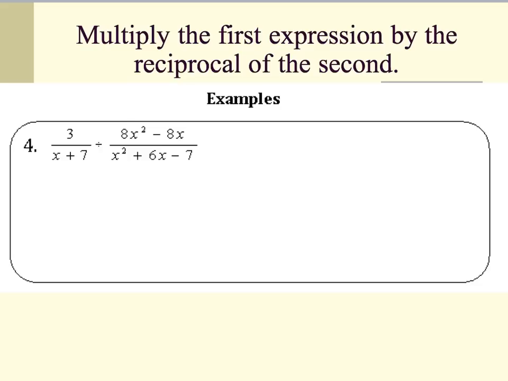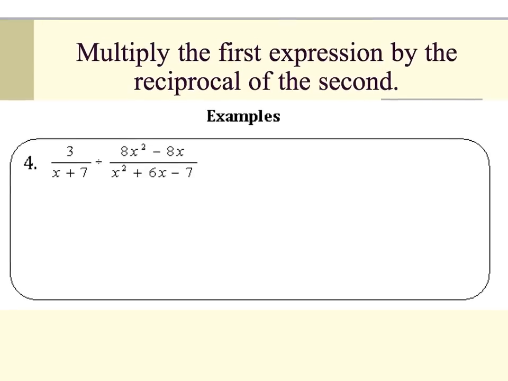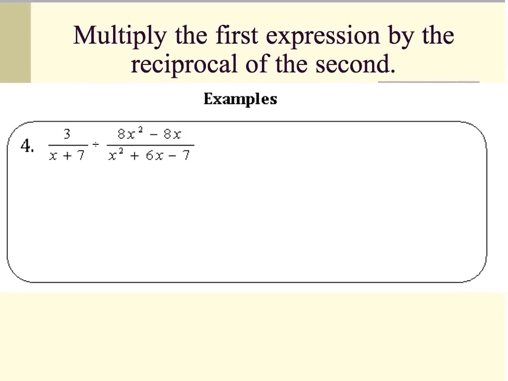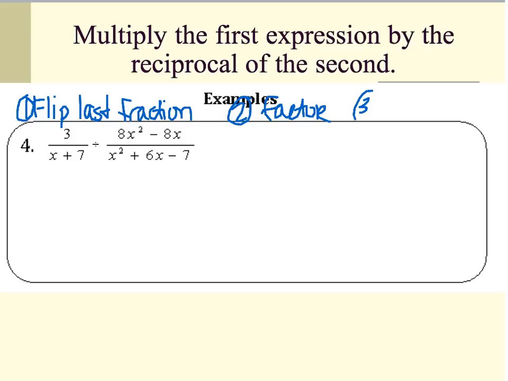Okay, so let's try and remember those steps, and I'm going to write them down because it may make it a little easier. So we're going to flip the last fraction. The second thing we're going to do is factor. Then the third thing we're going to do is multiply.